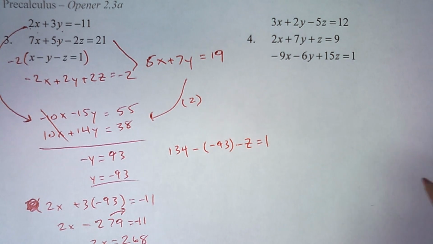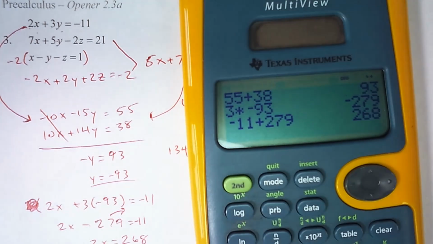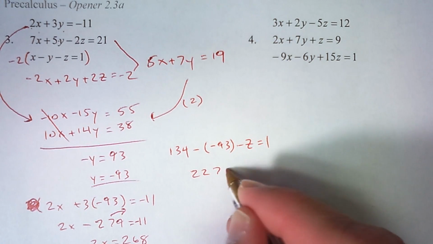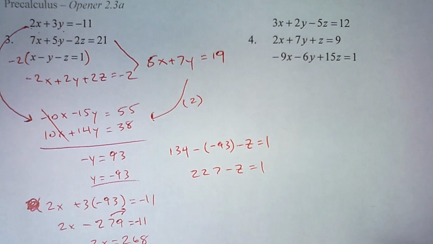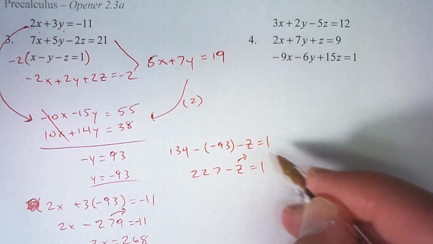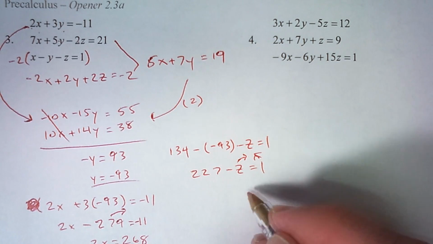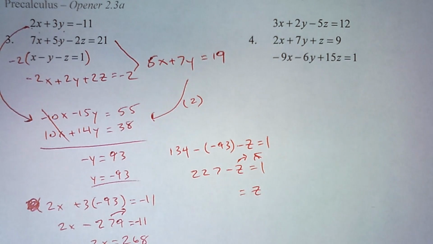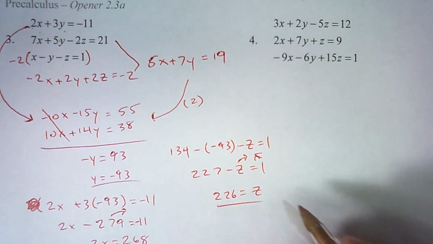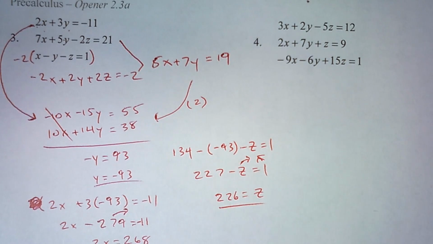Okay, so 134 minus negative 93 is 227. So 227 minus z equals 1. Okay, and I will move the z over that way, the 1 over that way. So z equals 226. Okay, so let's see how well that worked.